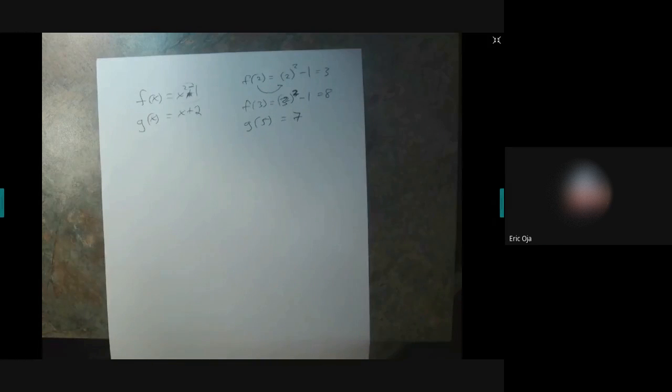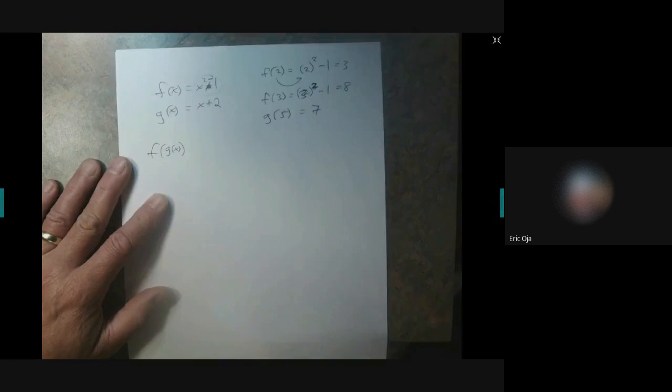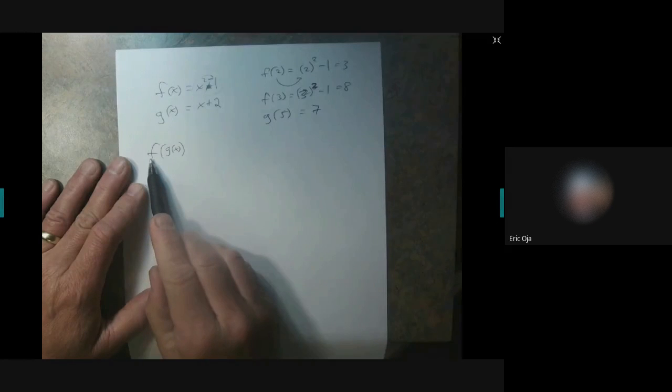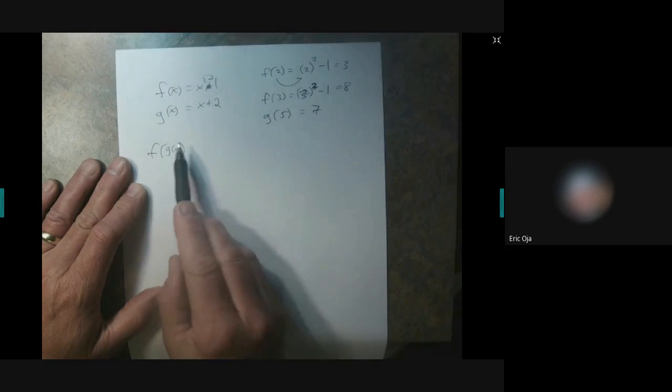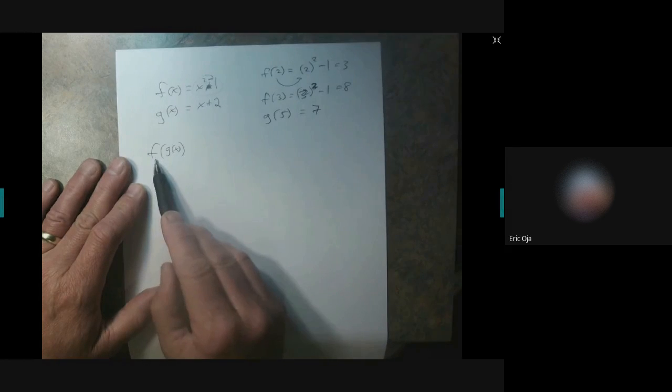So that's just a quick reminder about what it means to be a function. When you do compositions of functions, you're going to do functions of functions. So for example, if I were to do f of g of x, what's that saying? That's saying I'm going to perform the rule of f on the function g of x. In other words, I'm inputting g of x into the function f.